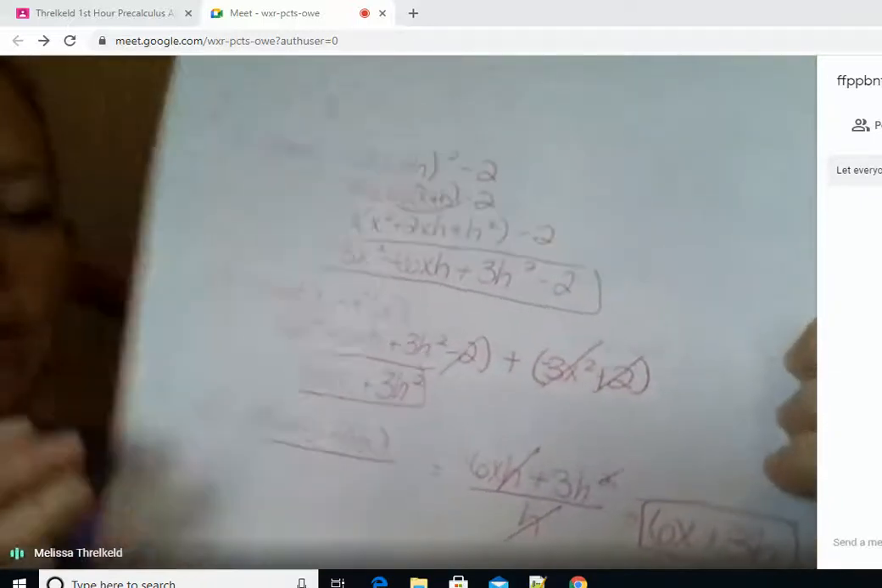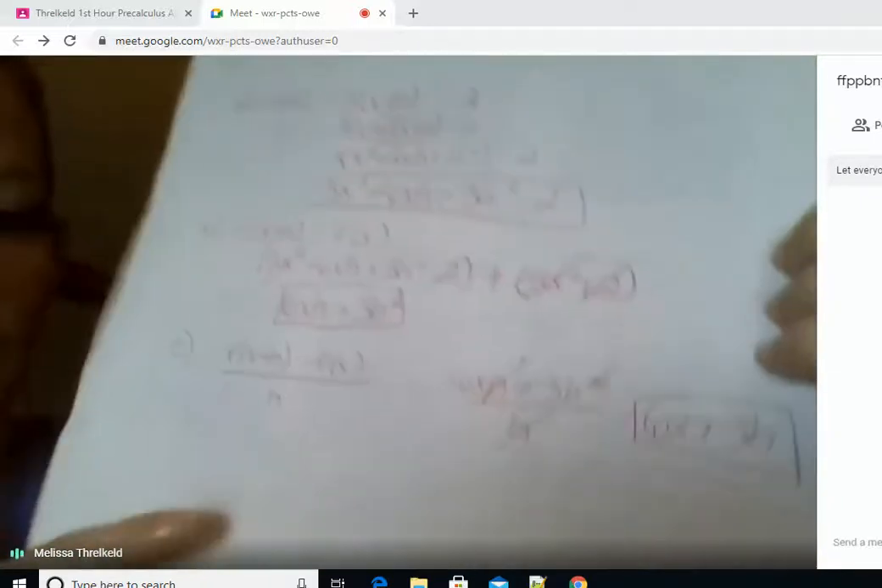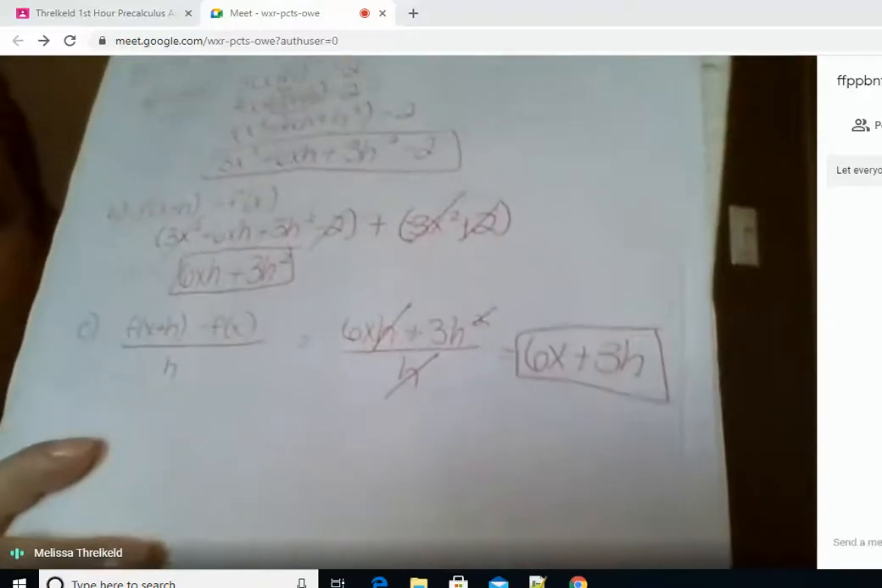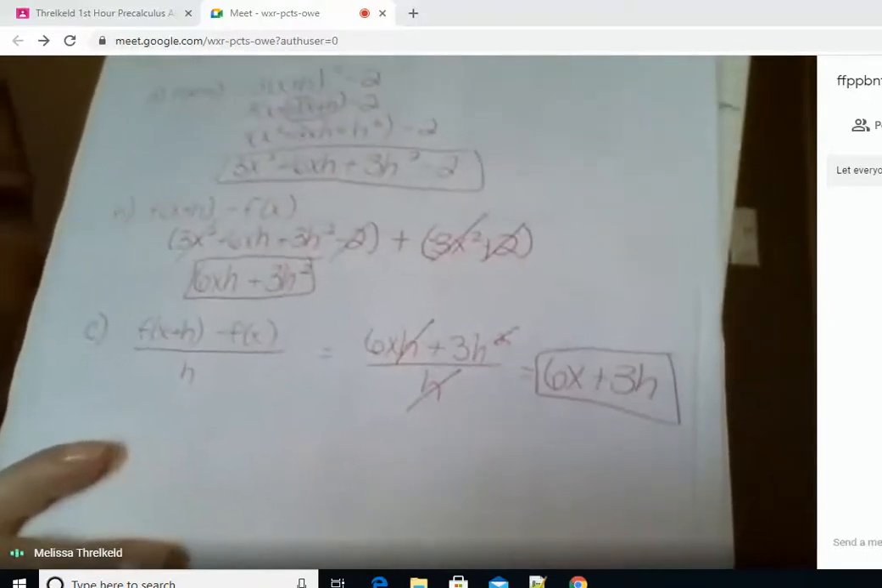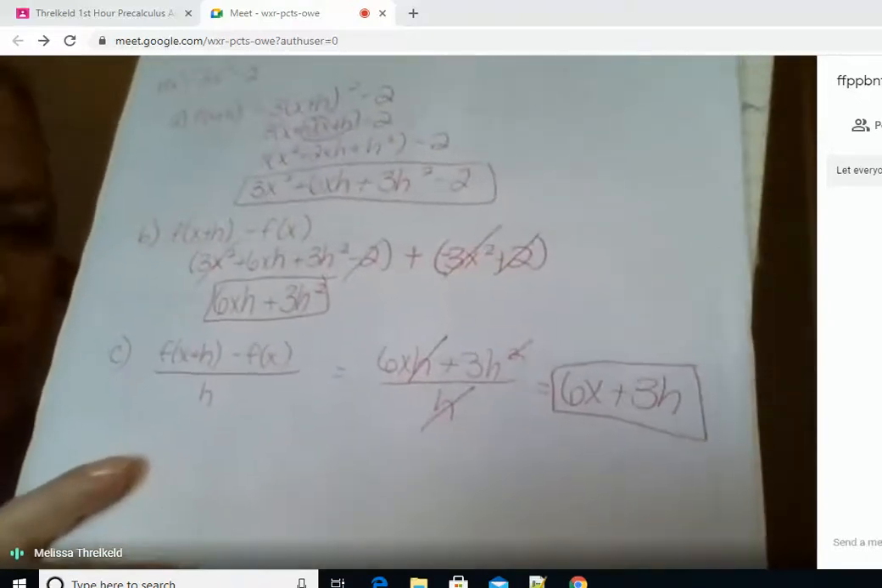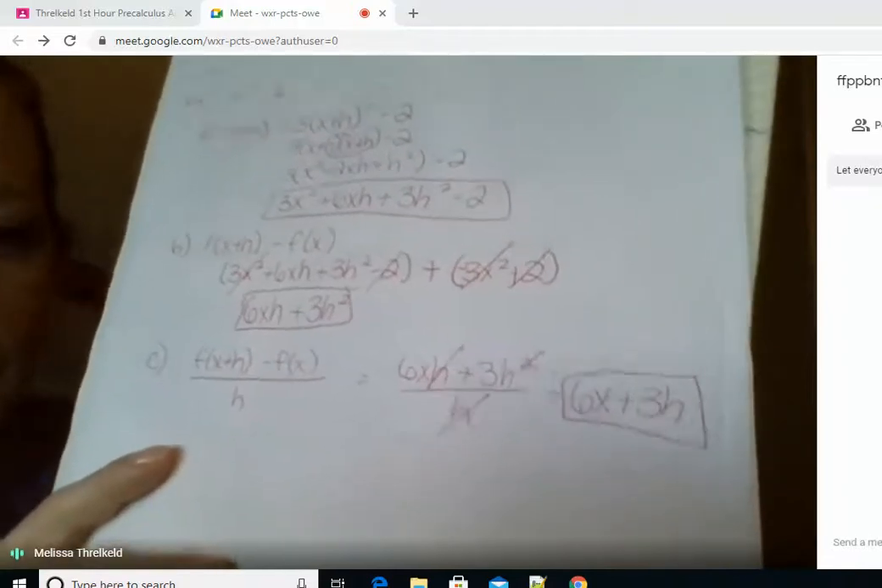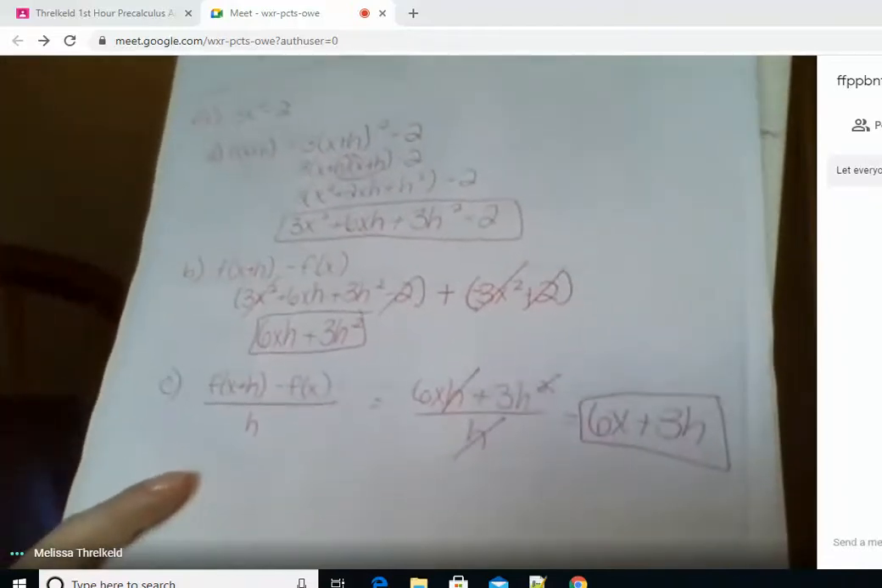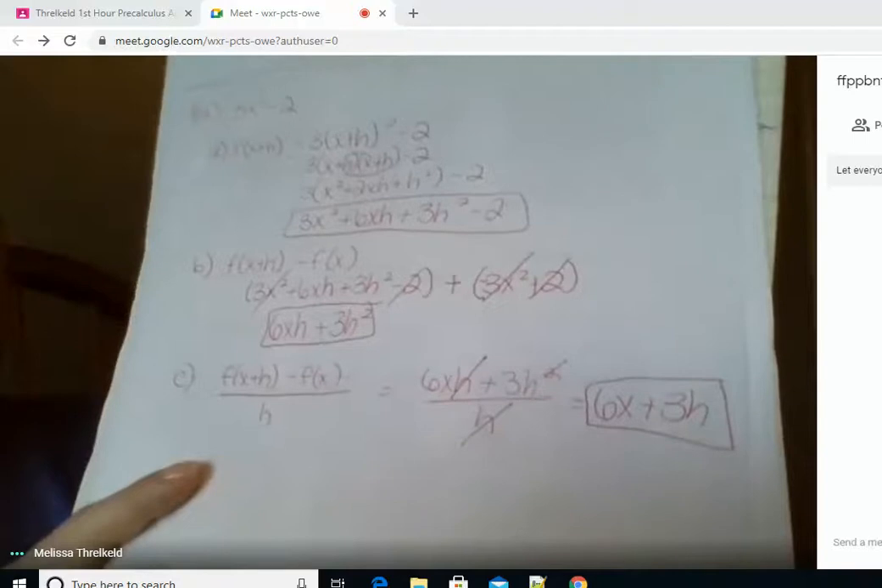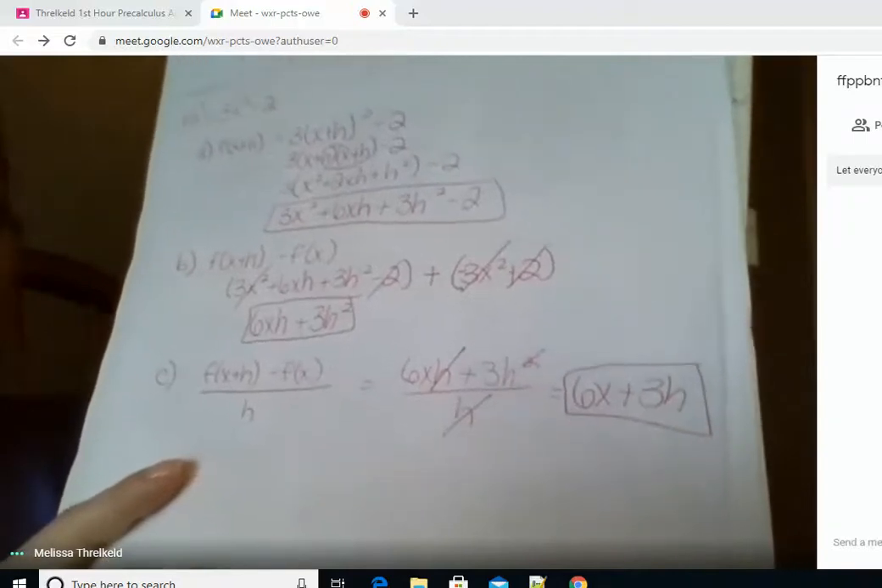So these problems, they look really scary and ugly, but if you break it into pieces, you guys can handle it. You can evaluate functions, you can plug things in, you can subtract. So just take it step by step and you'll be okay. Any questions there?